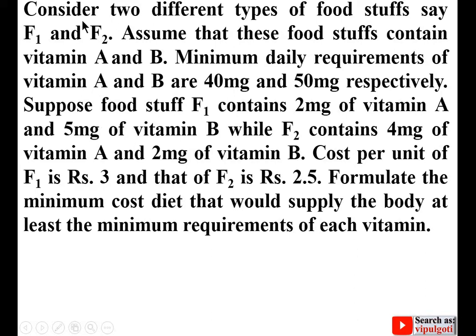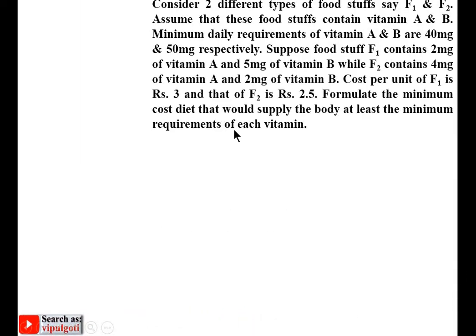So first of all, try to understand the description. Two different types of foodstuffs, say F1 and F2. So we have to take the decision for the two different foodstuffs, and so there are two decision variables, for F1 and F2. The important part is here: the cost is given, 3 and 2.5, so it is a minimization problem. Your objective is to minimize the cost. Formulate the minimum cost diet. So we have to generate the mathematical model to minimize the cost. Simultaneously, the minimum requirement of each vitamin should be supplied to the body. This is the description given to you.